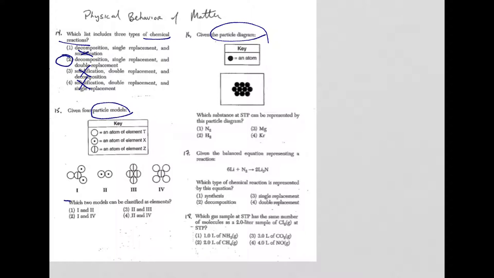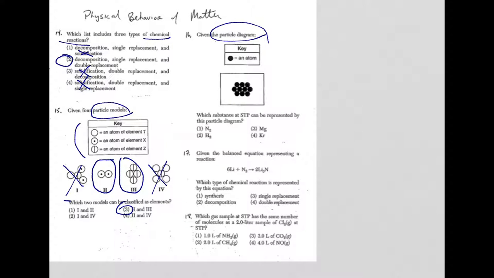So it can't be choice 1 because I have more than one type from the key. Choice 2 is a good choice because it's all element X. Choice 3, another good choice, because it seems like it's all element Z, and once again it cannot be choice 4 because you have a circle and then a circle and a line with it representing two elements. In other words, the answer here is choices 2 and 3.